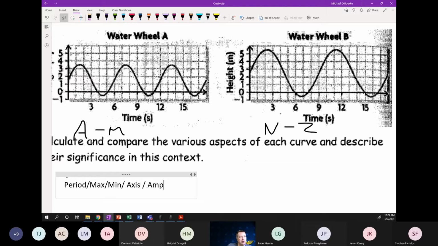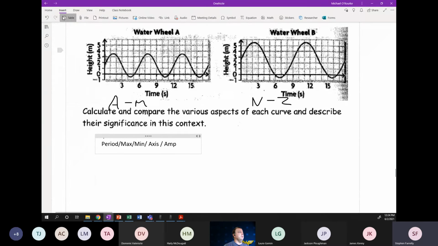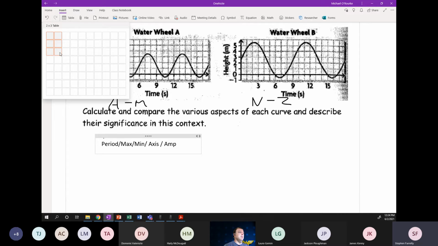Okay. Which one do you want? You want to do number 2? Yes. One sec. Okay. Let's do number 2. All right. Let me insert a chart here. So 1, 2, 3, 4, 5, 6.